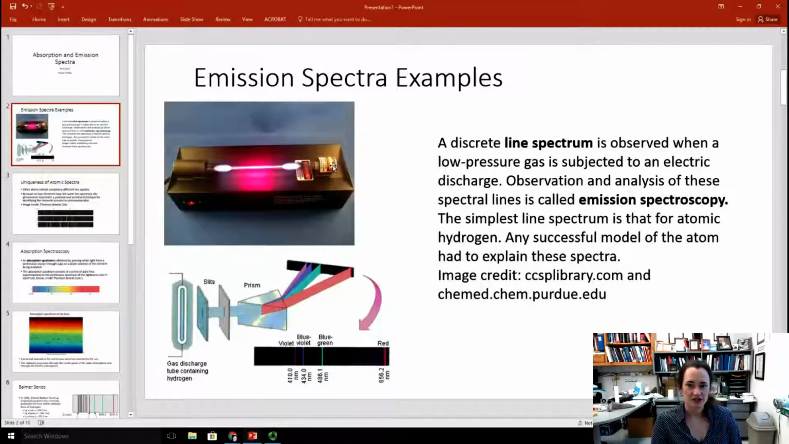Now, observation and analysis of these spectral lines is called emission spectroscopy. The simplest line spectrum is that for atomic hydrogen. And at the time that this was studied in the late 1800s, they understood that the spectrum from the gas acted like a fingerprint for the gas. And it was known that any successful model of the atom had to also explain these spectra.